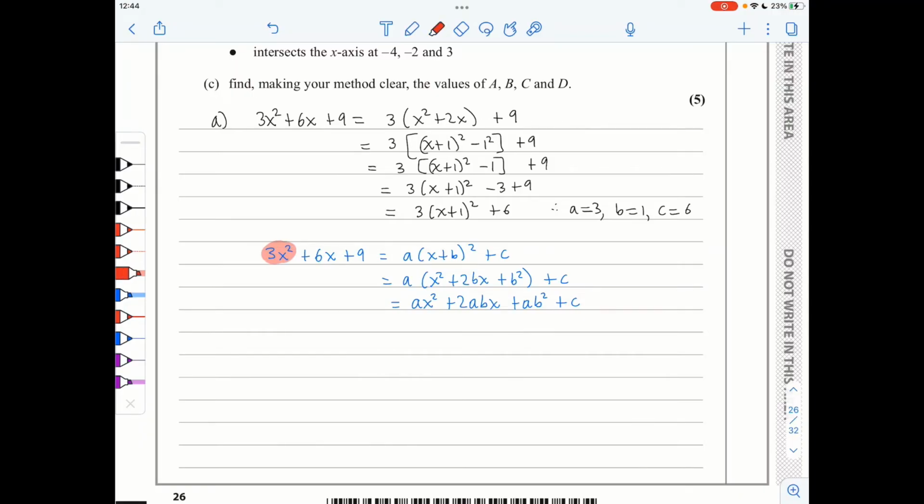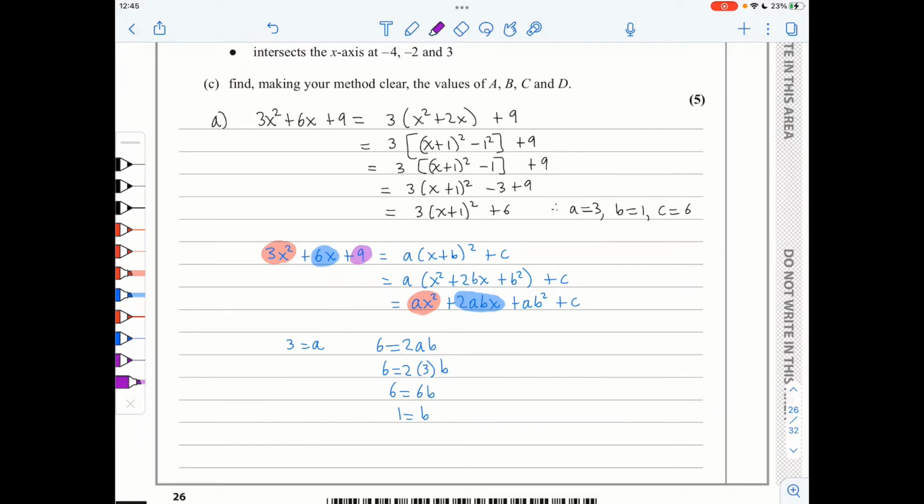The x squared term has a coefficient of 3 on the left and a coefficient of a on the right. So it must be the case that 3 is equal to a. Now I look at the x term, it's 6, and now it's 2ab. So we have that 6 is equal to 2 times AB, but we have found A to be 3. So we get that 6 is 6B, and therefore B turns out to be 1.